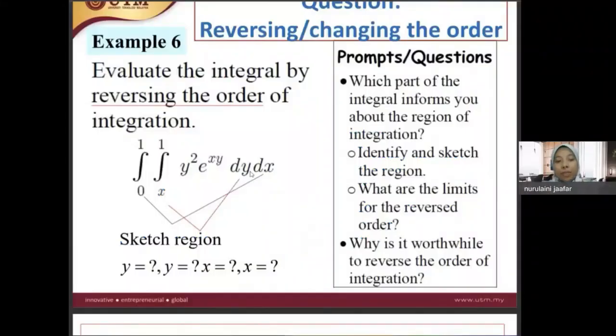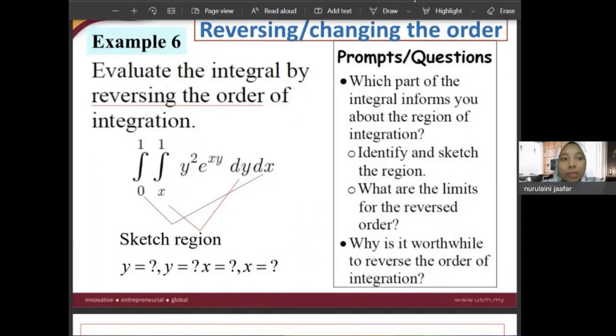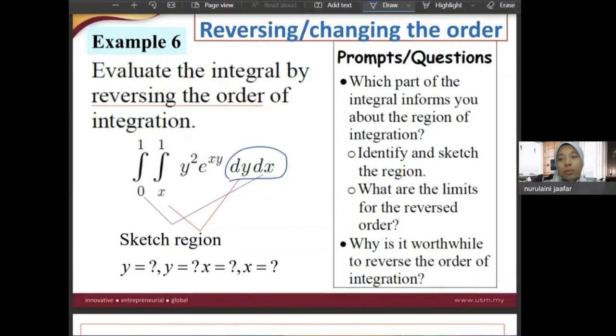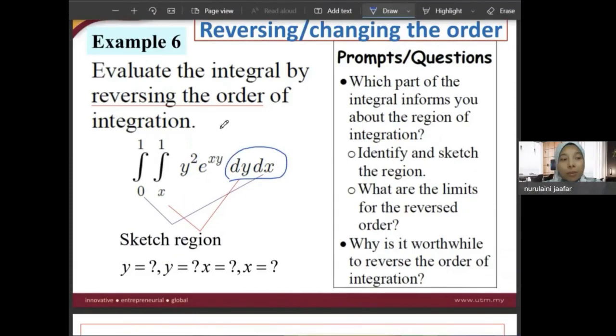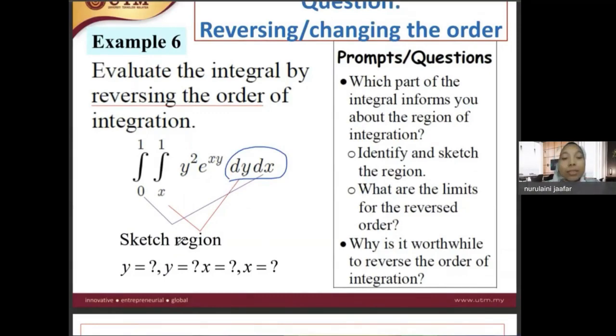Alright, so when we look at the question, it says evaluate the integral by reversing the order of integration. You can see from your past year tests that they often ask about reversing or changing the order of integration. What you should do first is change dy dx to dx dy. First, sketch the region.